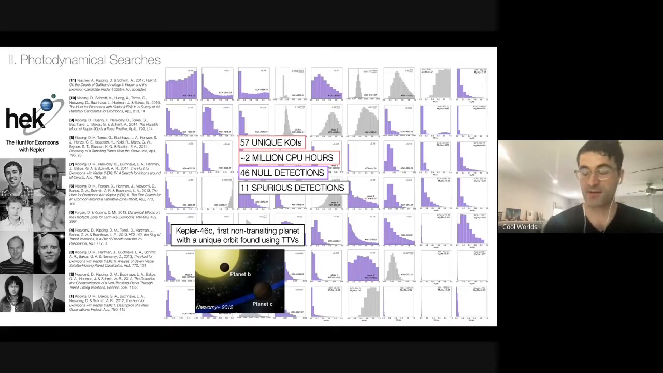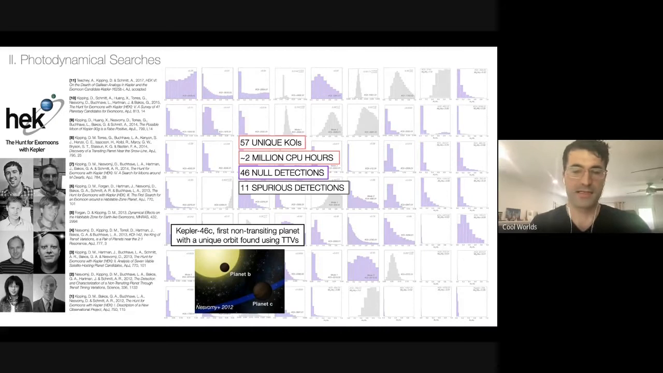That takes a lot of work to figure out, but an example of this would be Kepler 46c, which was a false positive for us. We published it in Science, though, in 2012, even though I want to be clear, it wasn't an exomoon. It was an exomoon false positive. That's how we identified it. That's why we worked on it. And it turned out to be the first non-transiting planet with a unique orbit found through TTVs. That's why we ended up in Science.